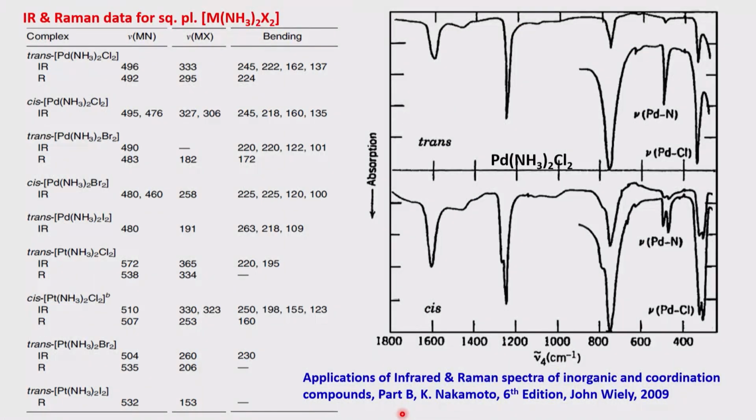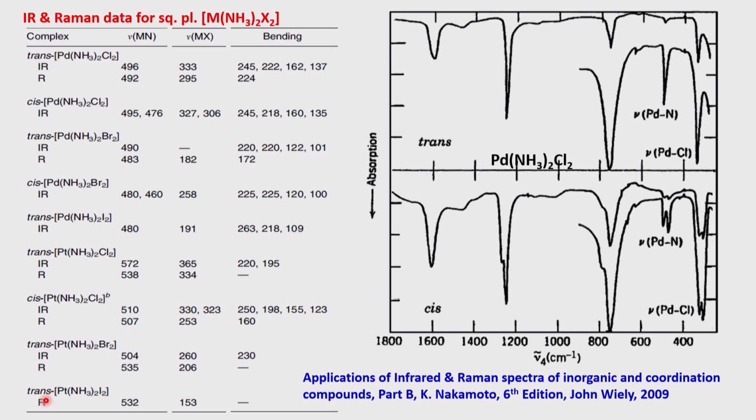And let us look at some understanding of coordination complexes. How do we go about interpreting the frequencies in a comparative manner? For example, here we have a set of complexes, M(NH3)2X2. This M(NH3)2X2 is square planar. Of course it can be tetrahedral, but these are the square planar ones we are talking about.